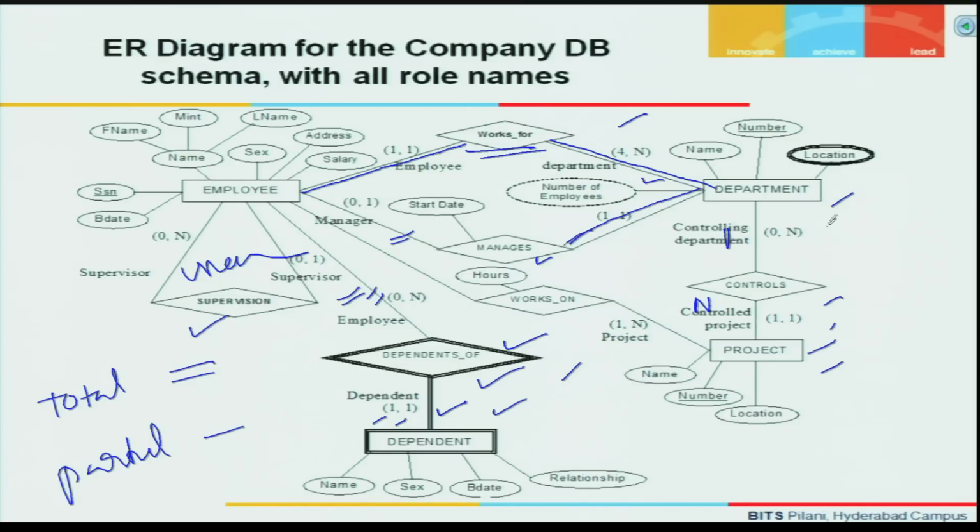Now coming to the participation, some departments can have 0 projects, maximum n projects. Every project must be controlled by one and only one department. In that case, for participation, some departments do not have any projects, so it is a single line, and the other side should be a double line, because every project instance will definitely have an association with some department. So that's why it should be a double line. And then coming to the min-max condition, it is 1,1 and it is 0,n.